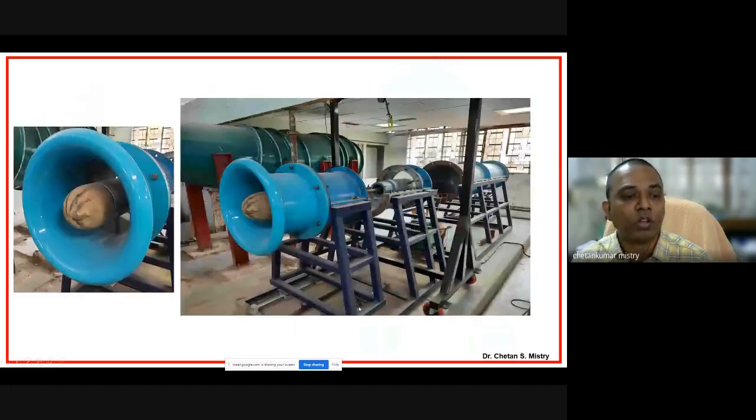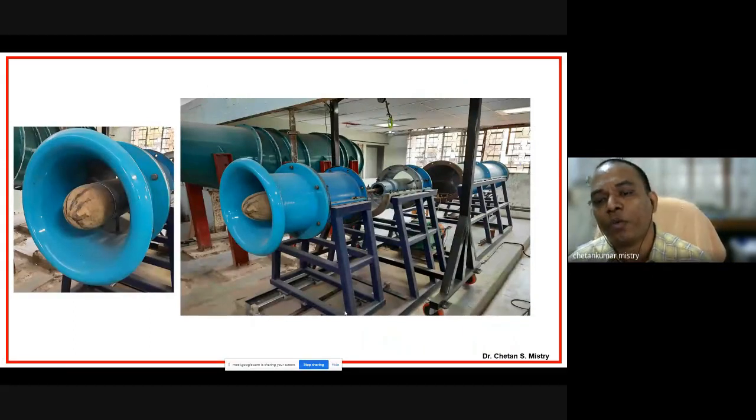Let me show you. This is the experimental facility that has been developed. By next month, it should be in working condition, because the rotors and stators are under fabrication. You can see this is the bell mount I was talking about.